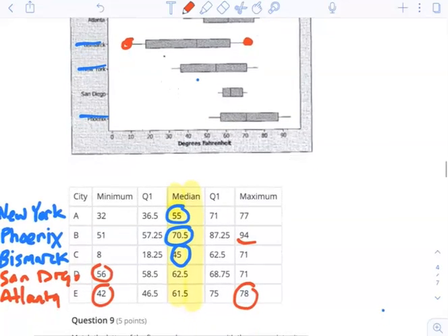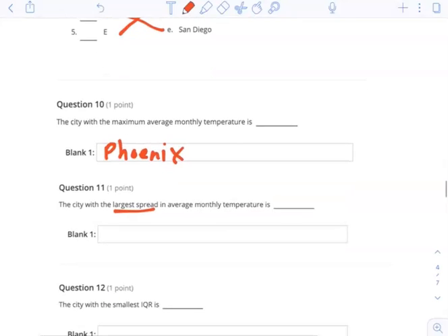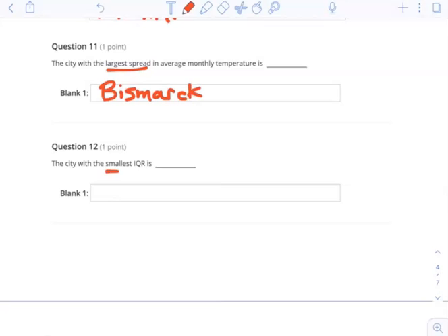So Bismarck had a spread or a range of 71 minus 8, which is 63, which is a pretty big one. So 63 would be our biggest spread. So Bismarck, that's our biggest range, but it looks like that one's the most spread out. The one with the smallest, the one with the smallest IQR.